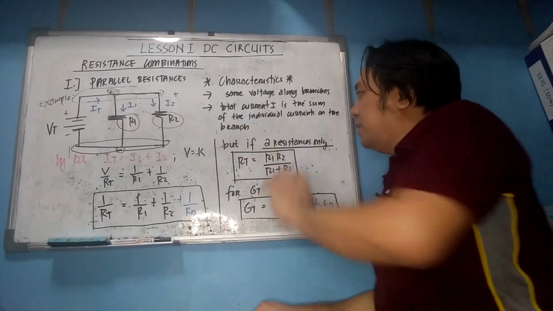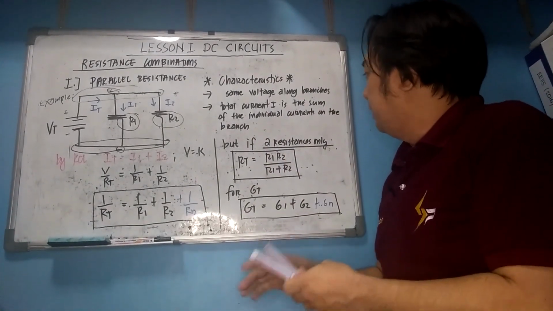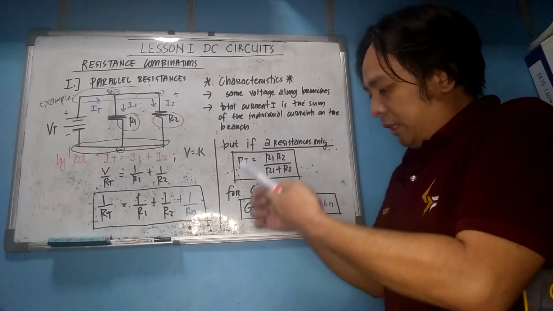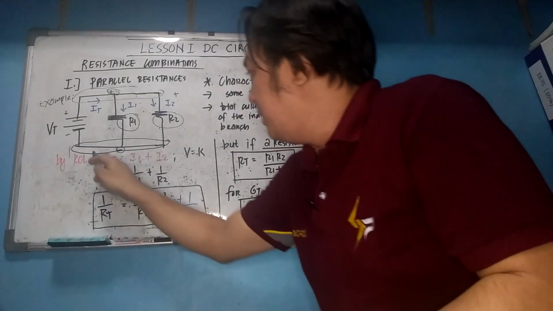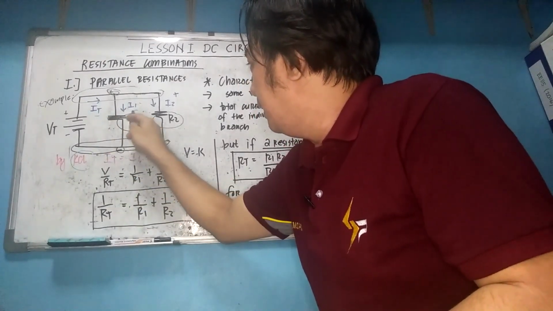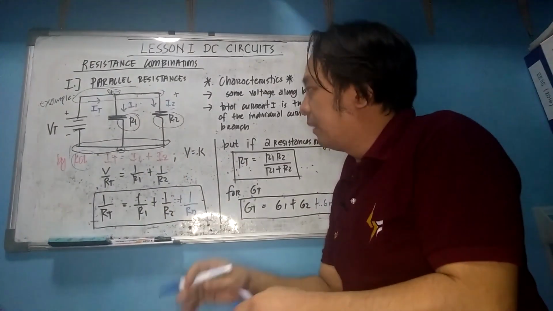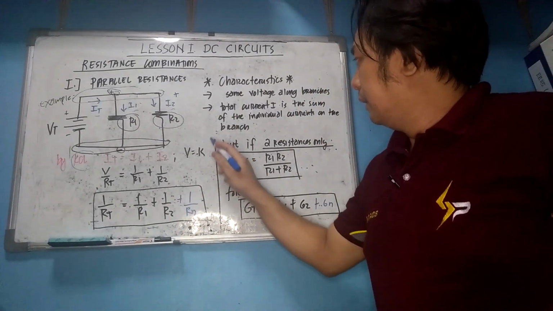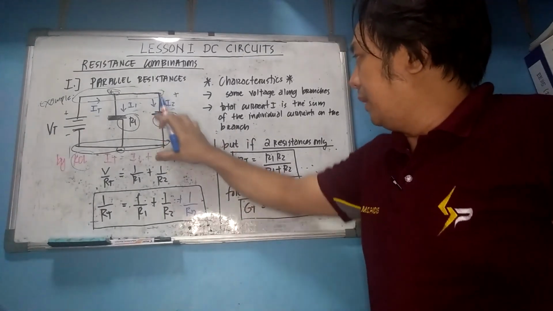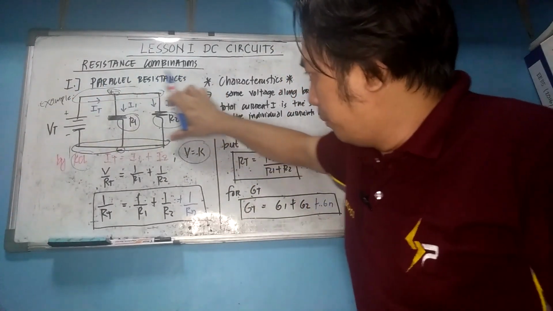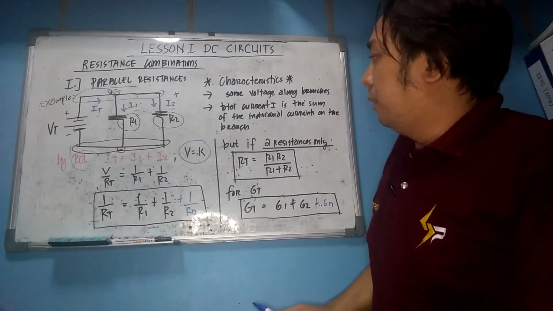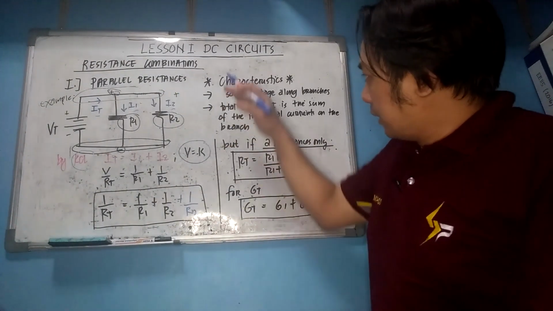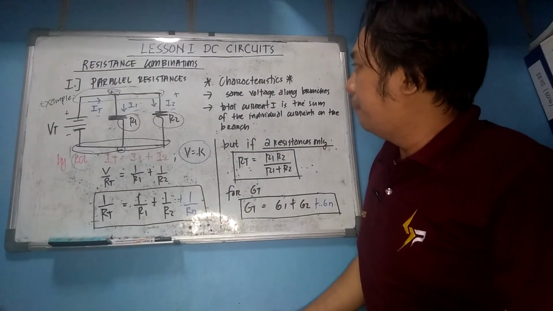Okay, another characteristic is the total current is the sum of the individual currents on the branch. So it is derived from your KCL. So if we have a KCL here, that IT and I1 and I2, we can add them up. IT is equal to I1 plus I2. And then voltage is constant because, as we have mentioned, they are connected in the same branch. Okay, the voltage is in the same polarity mark. Okay, those are the characteristics of the parallel resistance.